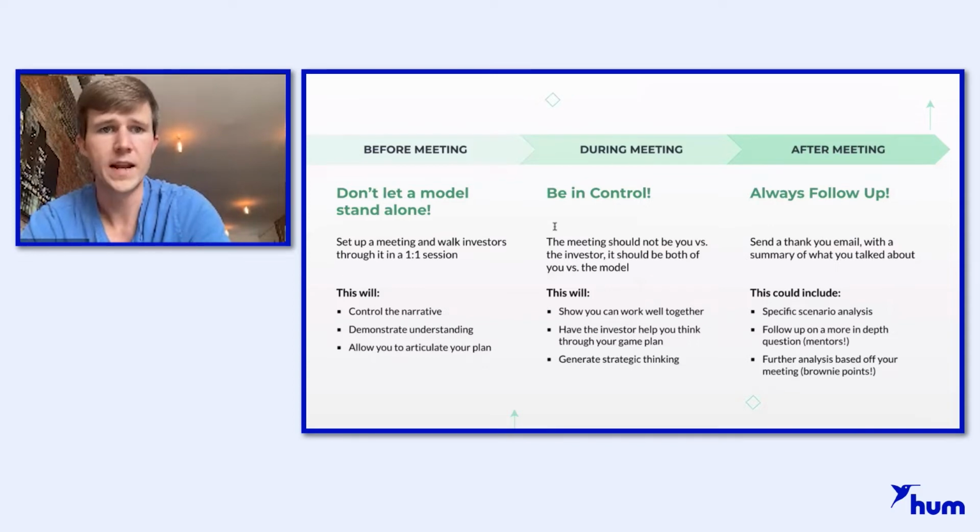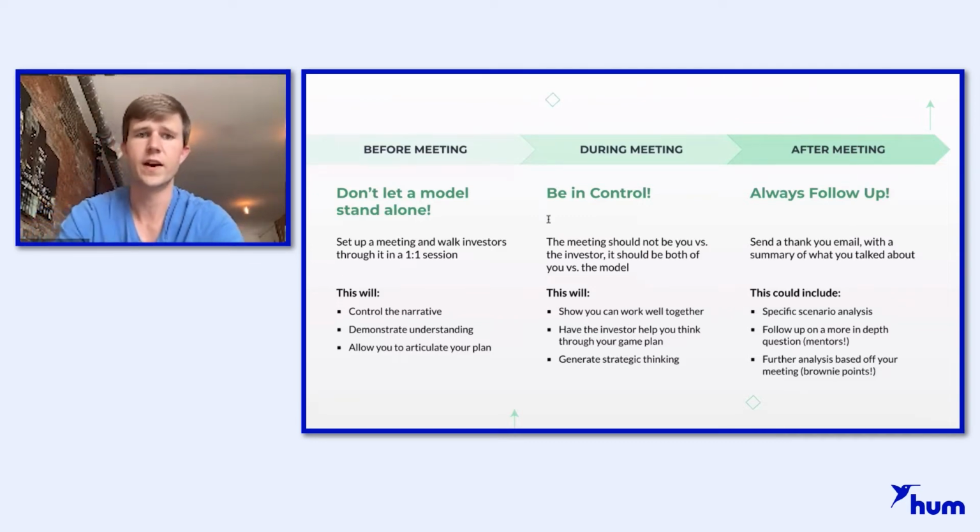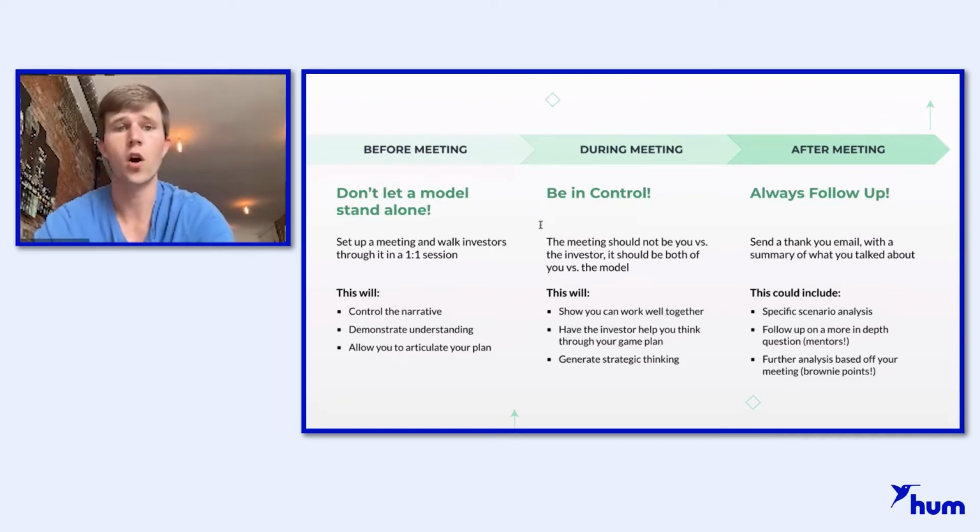So before the meeting happens, you don't want to send them a copy of your financial model. And people have very different opinions on this. We at Forecastr feel very strongly here. For the record, I feel the same way about pitch decks as well. So you don't want a financial model to live on its own. You need to control the narrative and present the model to the investor in person or on a call.